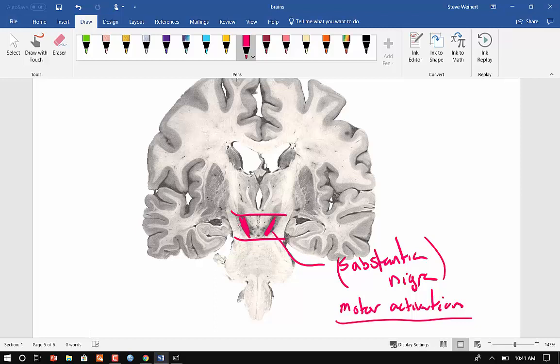So what is causing that tremor? You're all bouncing all over the place. What's causing that tremor? Well, so how do you do it? If you think about it, how do you tremor?